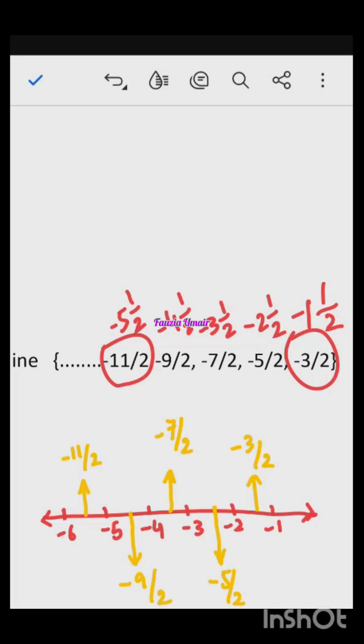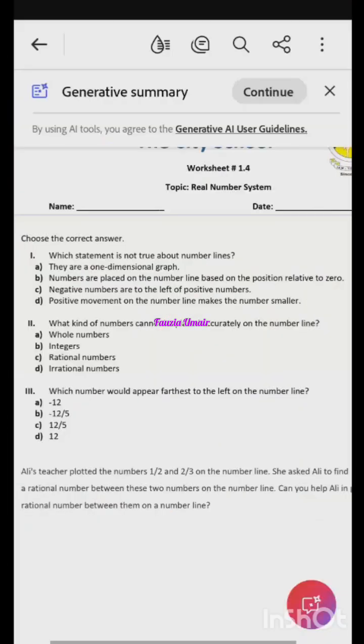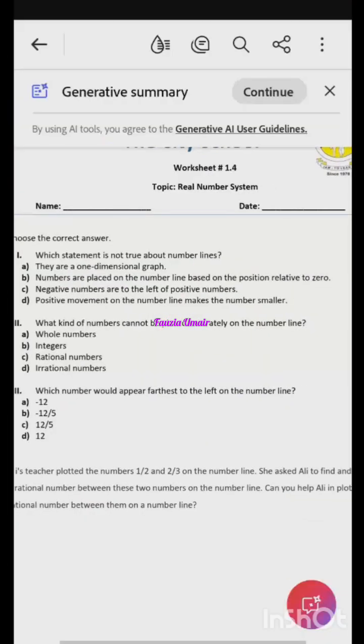Right? So now we are going to start the second worksheet. Worksheet on the screen. Worksheet 1.4.